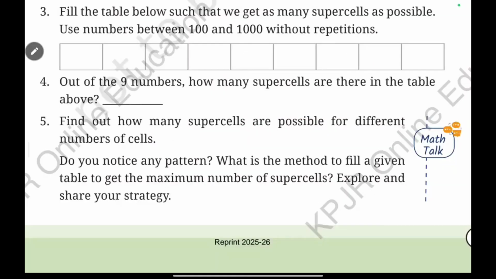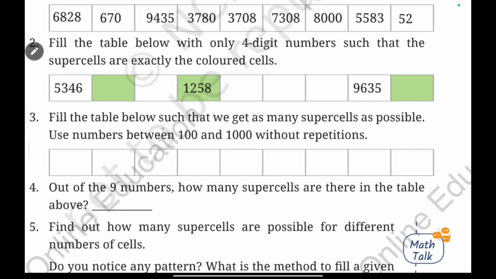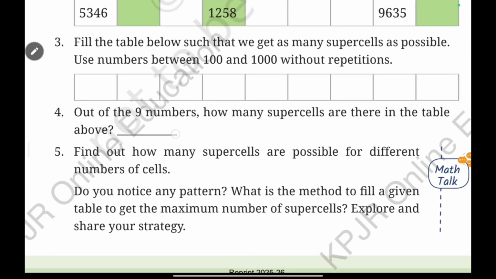Out of how many supercells are possible for different numbers of cells, do you notice any pattern? What is the method to fill a given table to get the maximum number of supercells? Explore and share your strategy. Yes, there is a clear pattern and a repeatable strategy. The pattern is that the maximum number of supercells depends on whether the number of cells is even or odd. If it is odd, we had totally 9 cells here.